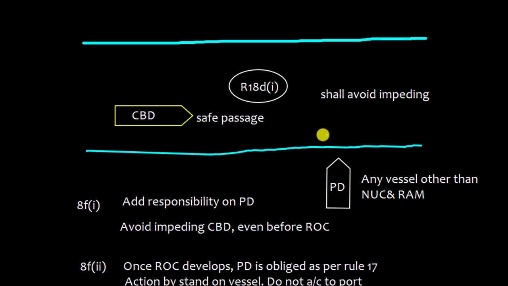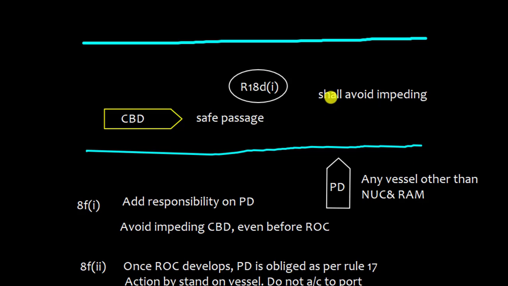So here, let me just explain. This is a typical example: this is a CBD and the CBD is following in a narrow channel. Rule 18D1 says that any vessel other than NUC and RAM shall avoid, and remember this is a recommendation, shall avoid impeding the safe passage of a CBD. That is Rule 18D1. So it could be any vessel except NUC and RAM. Let us consider that this is a power-driven vessel, and the power-driven vessel should avoid impeding the passage of a CBD.